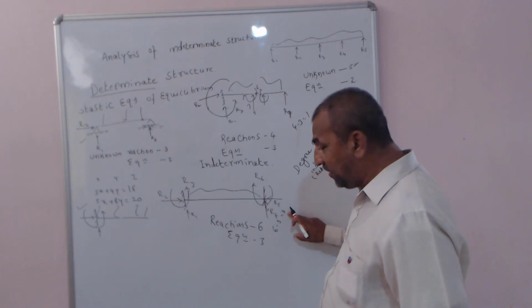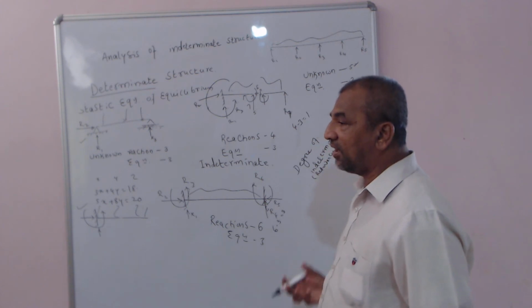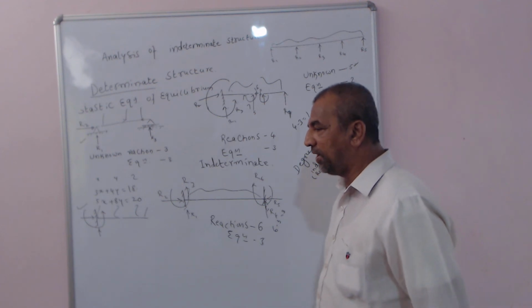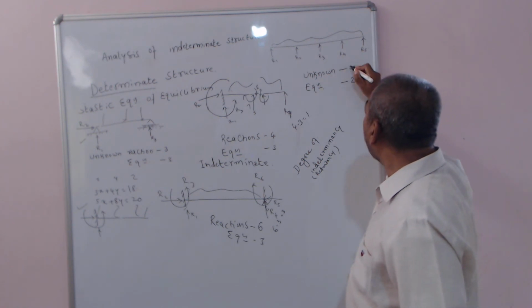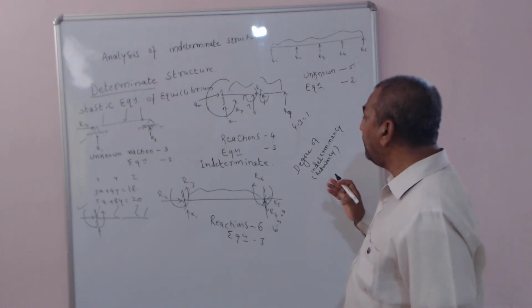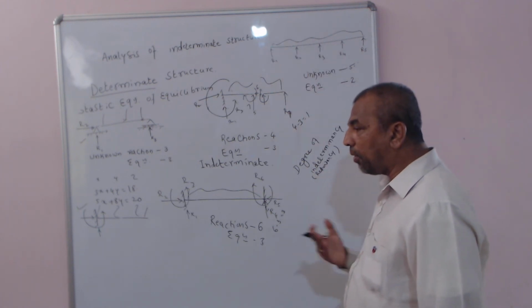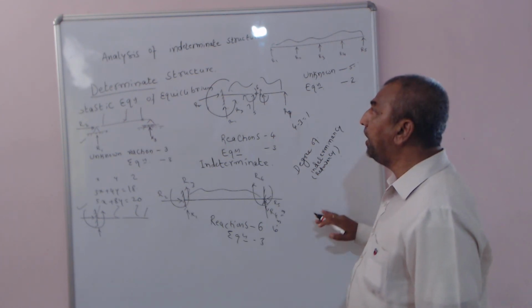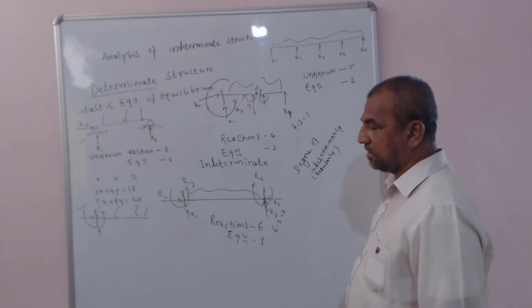What is the meaning of this degree of redundancy? These many additional conditions are needed for me to solve this structure. Like that, what is the degree of redundancy here? Unknowns are 5, equations are 3, so 2. Hence I need to know 2 more equations to solve this particular problem apart from the static equations of equilibrium. That is all the base for what we mean by the indeterminate structure.